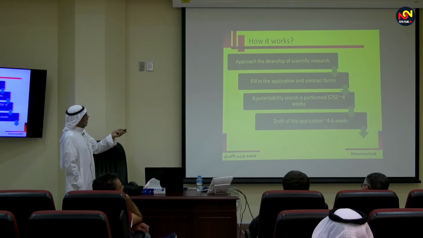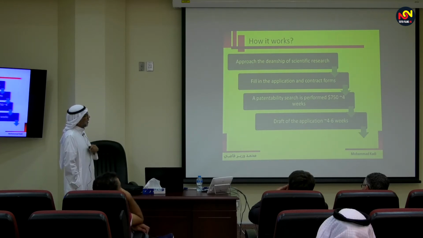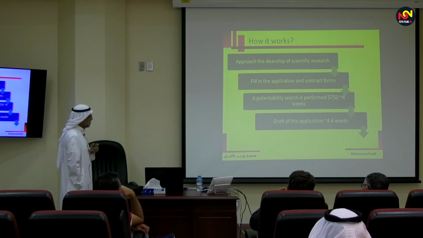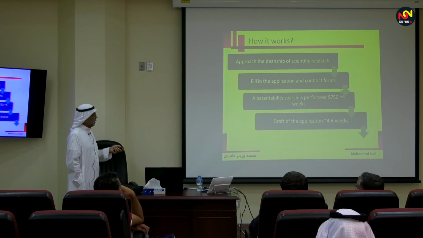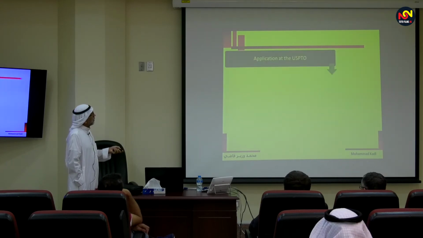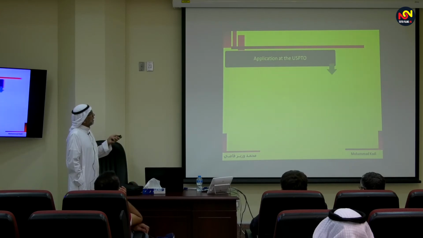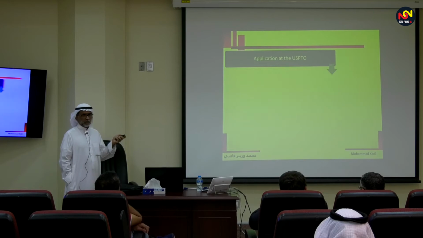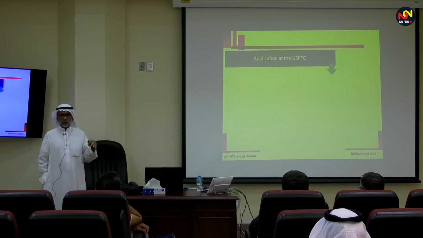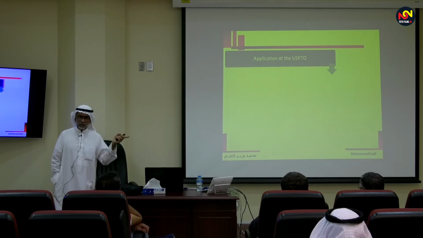If a green light has been given, then we ask them to go ahead and draft the application. It will take about 6 to 8 weeks. Then you will review the draft. After that, we go ahead and apply at the USPTO, which is now the standard method. We now apply at the USPTO.